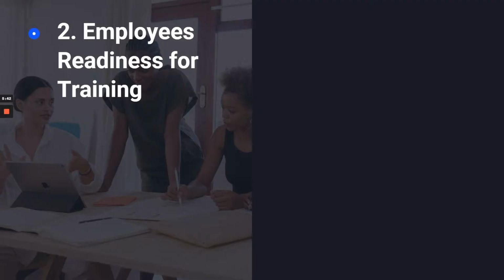Next is the part where you ensure the readiness of your employees for training. You have to look at the attitude, motivation, and basic skills of your employees. The employee must set a positive tone for training, a positive attitude toward training. You have to cultivate that and inculcate it in them, making it an integral requirement before the employee sets foot in the training room.